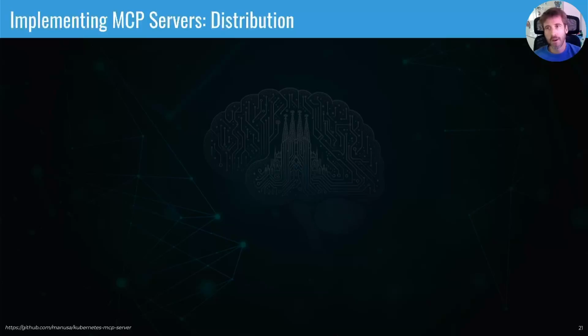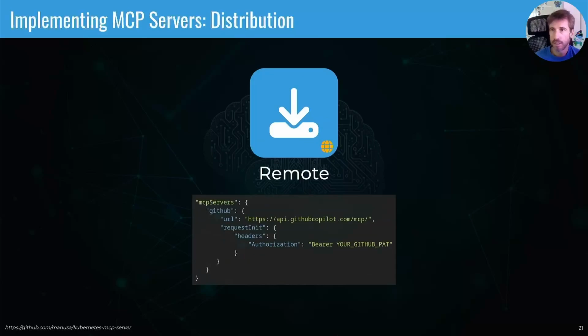Distribution. Okay, so you've implemented your MCP server, and now you need to make it available for your users, right? So in order for them to deploy it, we distinguish two kinds of deployments. Remote, we just saw it. So basically this is really simple.